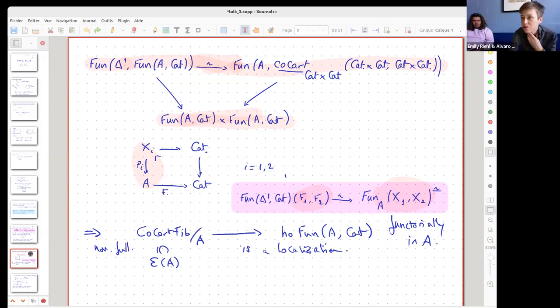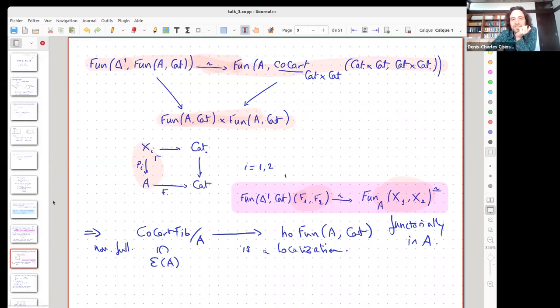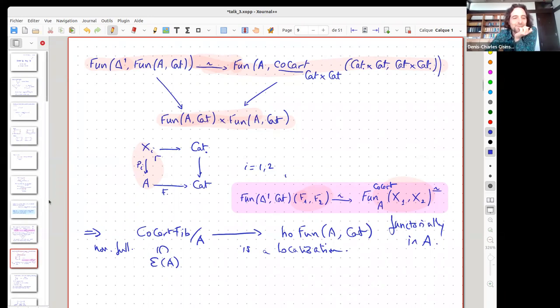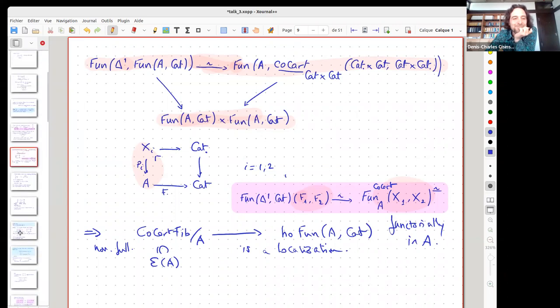Sorry, I'm confused about the highlighted thing in pink. The right-hand side in particular, you're no longer talking about co-Cartesian functors? Yes, it's not obvious in the notation, but explicitly we are. You're right, I should put a decoration saying that it is about co-Cartesian functors. Thank you.